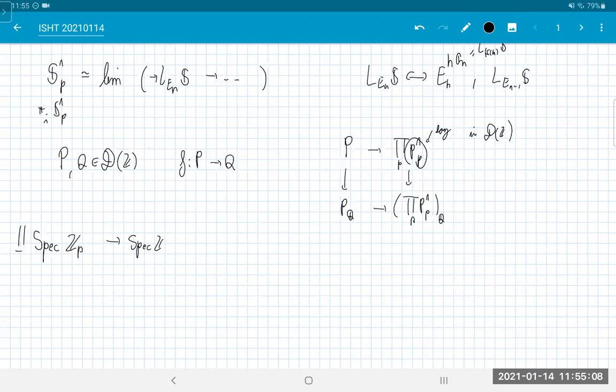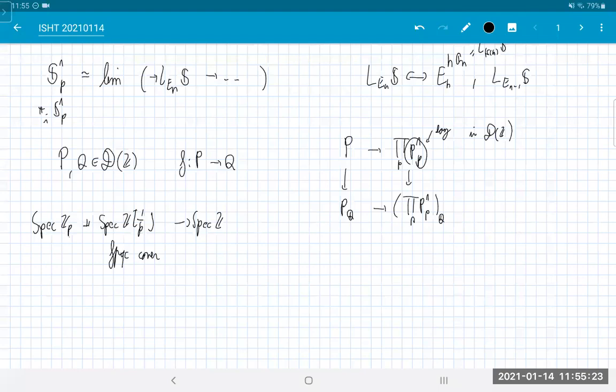I guess one precise thing I can say is that Spec Z_p disjoint union Spec Z[1/p] to Spec Z is an FPQC cover. What's FPQC again? Faithfully flat. It's the topology generated by faithfully flat maps and Zariski covers.